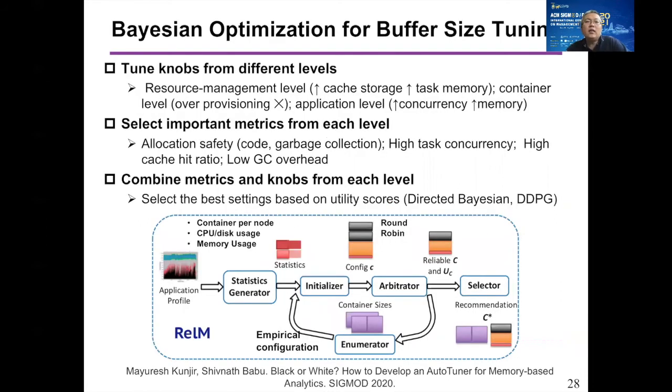And the next one is the tuning for Spark. You know that Spark has many knobs, and the knobs are at different levels, for example, resource management level, container level, and application level. And in each level, there are some knobs, and these knobs have different effects on the performance. So how to capture the correlation from different levels. And next, how to select important metrics from each level, and how to combine the metrics and knobs from each level. So they work on this, and they use some direct-based optimization to combine the different knobs from different levels.